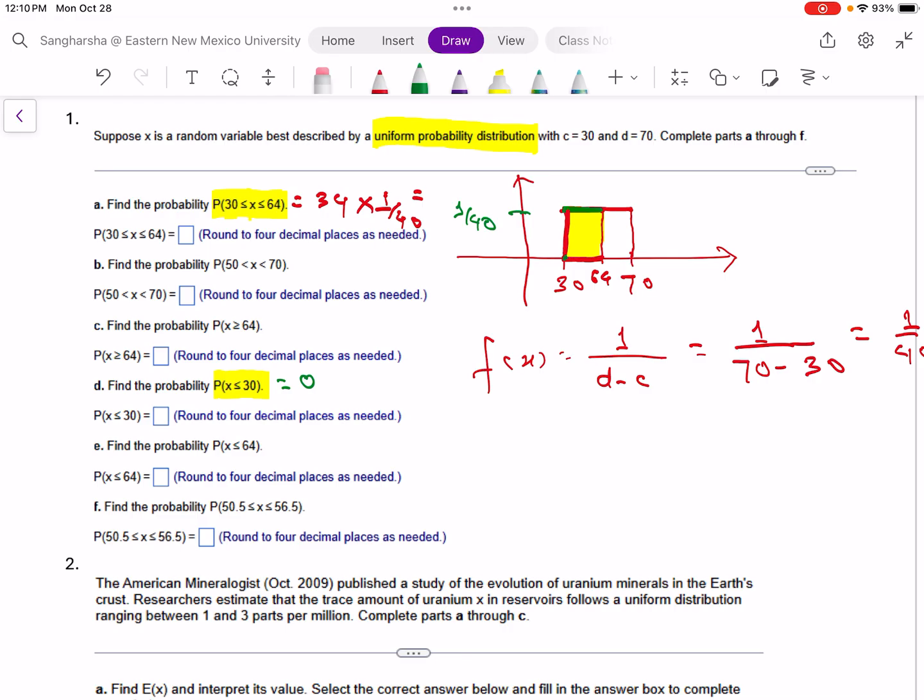Now, what about number E? We are asked to find the probability that x is less than or equal to 64. You are looking at the graph which is less than or equal to 64. So we have a graph from here to here, and we are asked to find the area under this curve. It will be the same as number A, right? So this is 34 times 1 over 40.